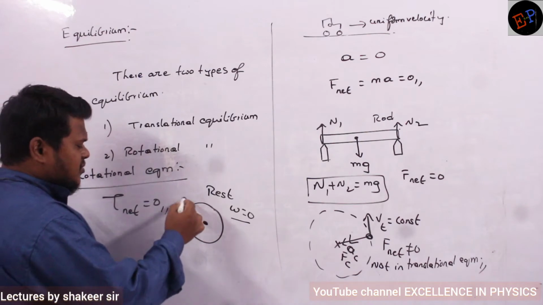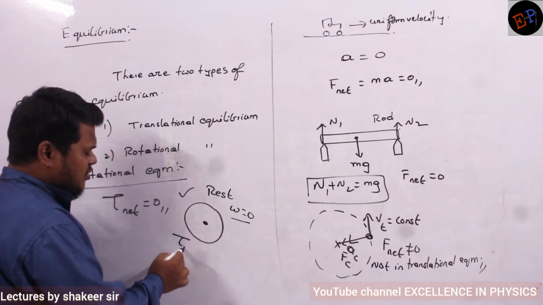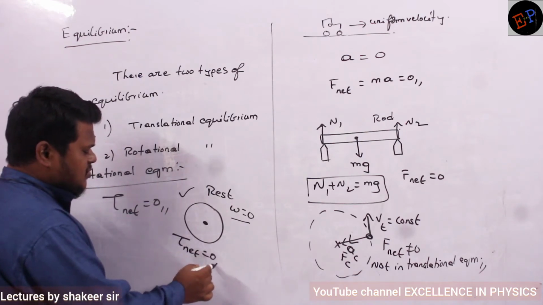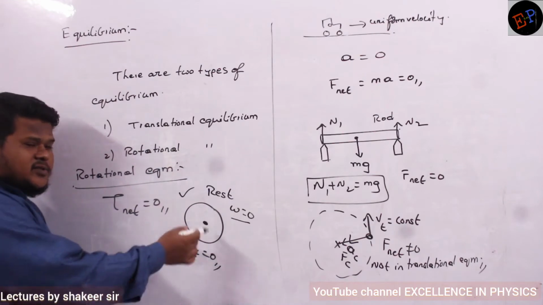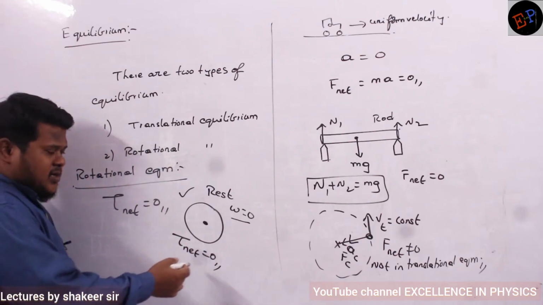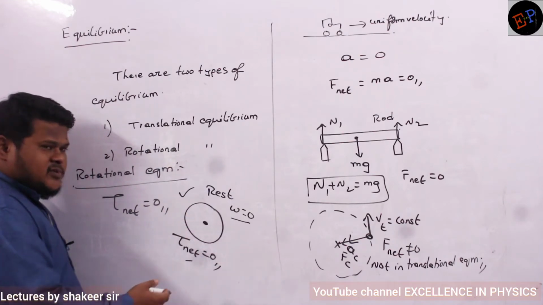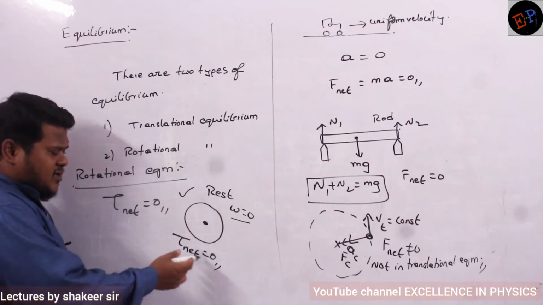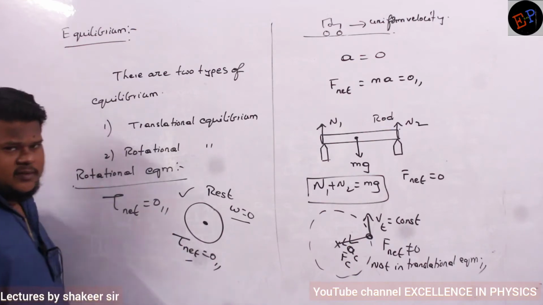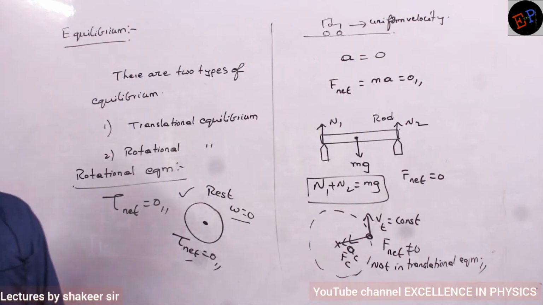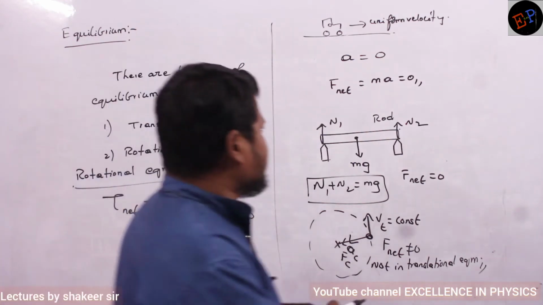Definitely it is in rotational equilibrium. Why? Because net torque acting on the system is zero. Is any force acting on this body? If no force is acting, torque also will be zero, no? Clear? If torque is zero, it is definitely in rotational equilibrium. Understood? Let us see one more example.